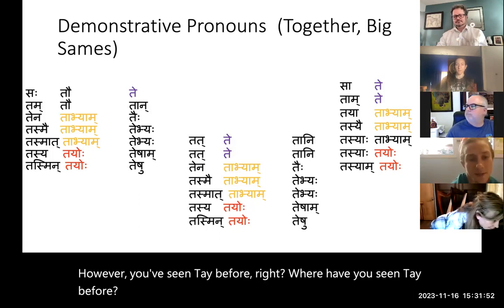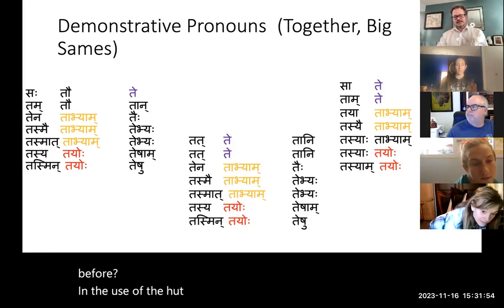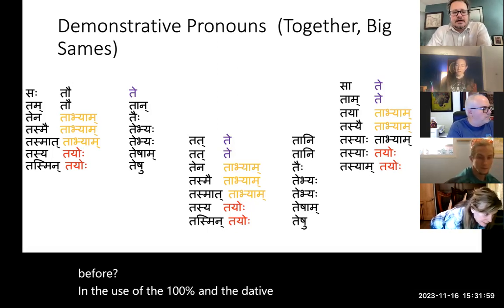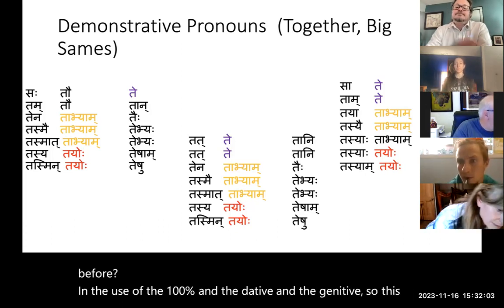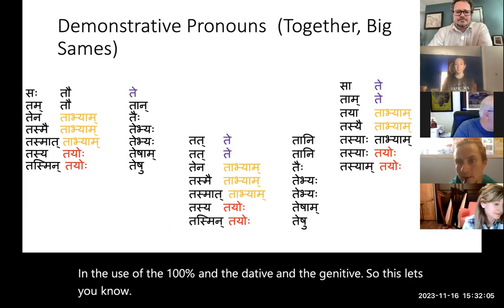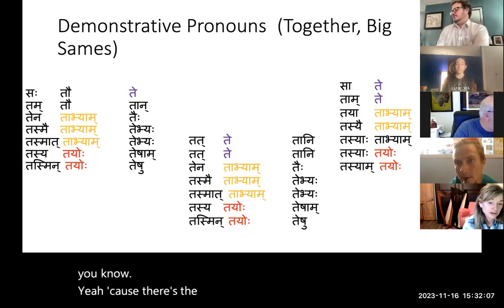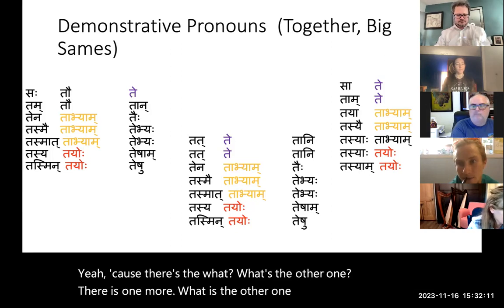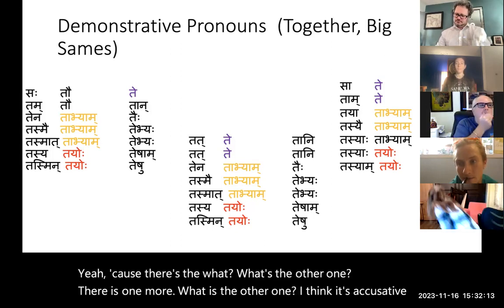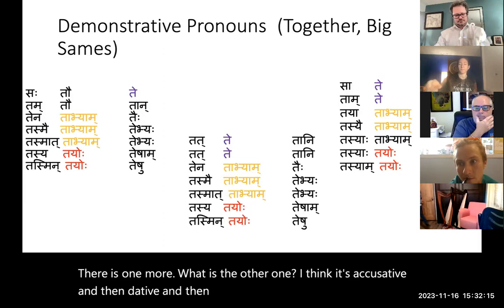In the dative and the genitive. So this lets you know. And one more, right? There is one more. What is the other one? I think it's accusative and then dative and then genitive.